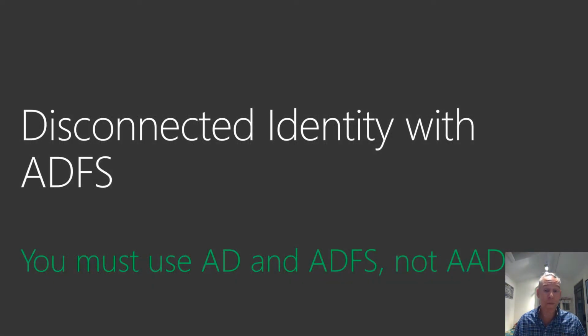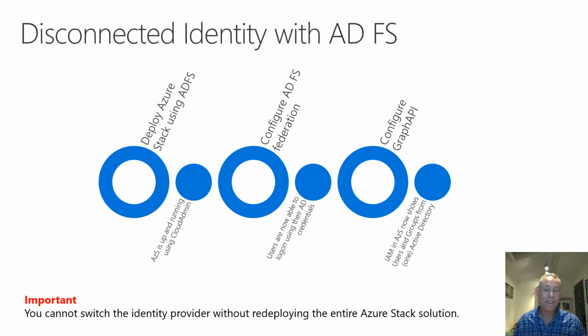So identity, we mentioned that you must use Active Directory Federation Services, not Azure AD, if you're truly disconnected. And the critical thing here, which we've talked about in some of the earlier sections, is that once you choose your identity provider, you cannot switch. Switching identity provider is going to be a full redeployment of Azure Stack. So if you start disconnected and later on you get internet connectivity and you want to switch to Azure AD, no can do. You're going to have to redeploy your whole Azure Stack, which involves the OEM and everything. So essentially, you're going to follow the ADFS identity provider path during the installation.